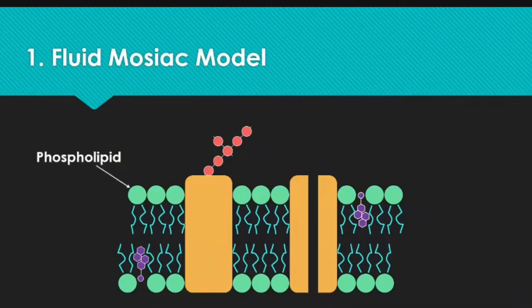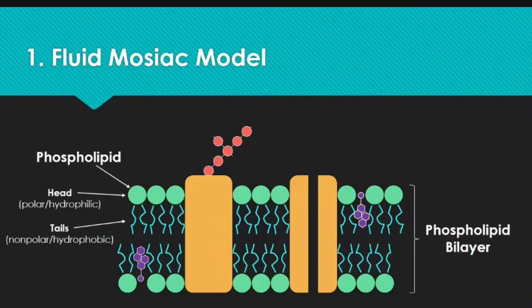You can see our phospholipids that have both hydrophilic heads and hydrophobic tails. So that polar-nonpolar interaction is really important for the phospholipid bilayer. It keeps the liquid parts of the cell in and the liquid environment out, and that protects the integrity of the cell membrane, of the cell itself.